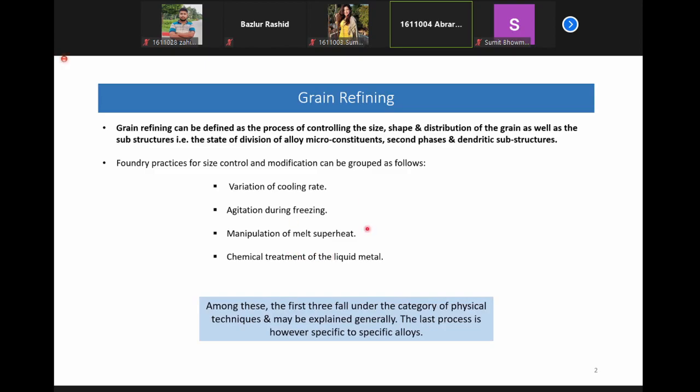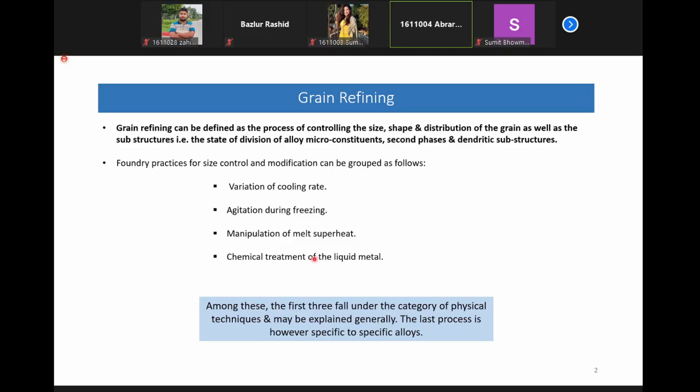Now, there's a couple of things to mention here. The first three processes basically fall under physical techniques and can be explained generally to apply to multiple alloy systems. But the chemical treatment needs to be explained with respect to a specific alloy system because it relates directly to the chemistry of the alloys.